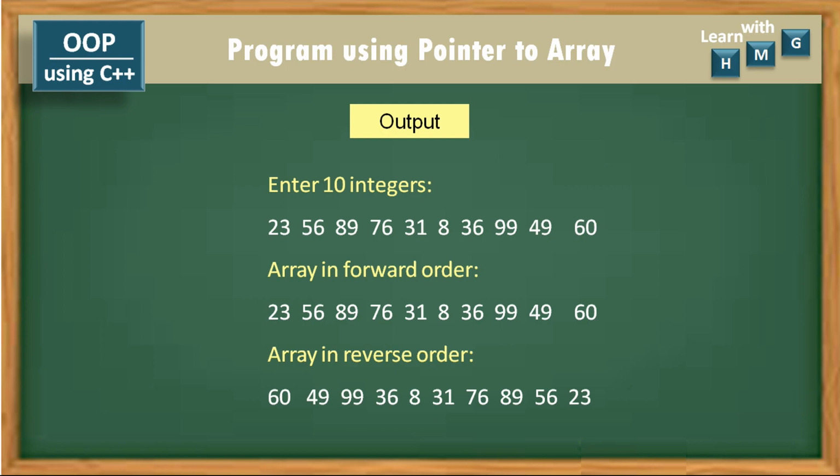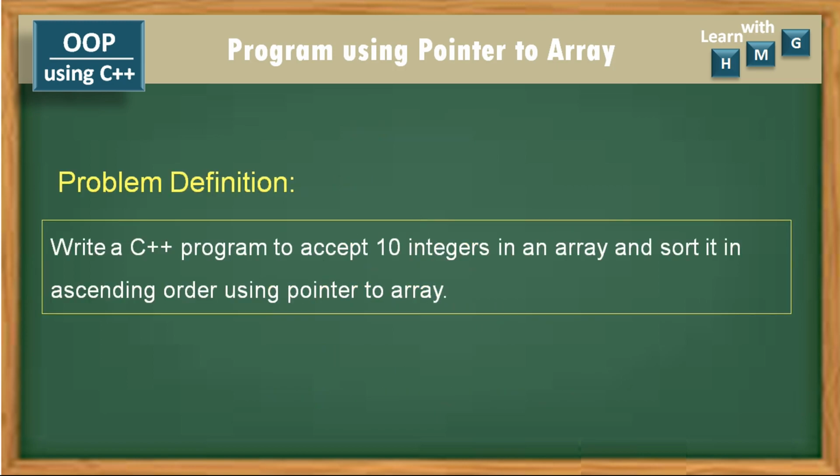The problem definition is like this. You have to write a C++ program to accept 10 integers in an array and sort it in ascending order using pointer to array. While learning the array topic, we have already learned using a simple array how to sort an array in ascending or descending order. The same logic you are going to use here to sort the array in ascending order, the only difference is that instead of using the array name I am going to use the pointer to array.